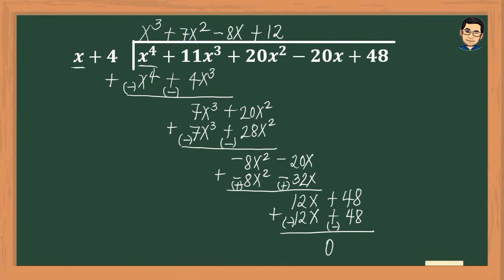It means x to the 4th power plus 11x cubed plus 20x squared minus 20x plus 48 divided by x plus 4. The quotient will be x cubed plus 7x squared minus 8x plus 12. Again, to check, we multiply the quotient to the divisor. So, kailangan makuha nating sagot is yung dividend. So, yun lang.